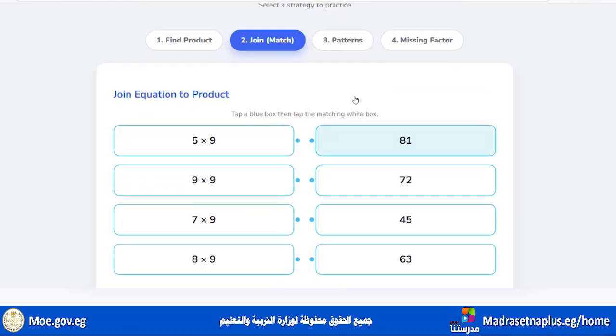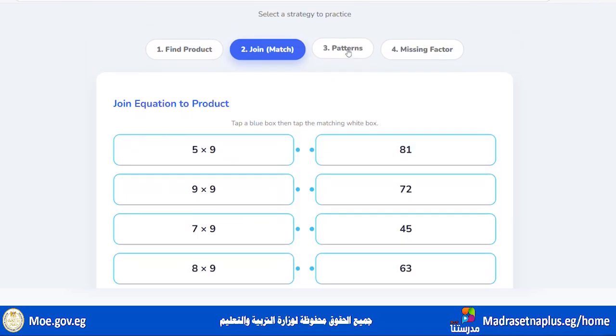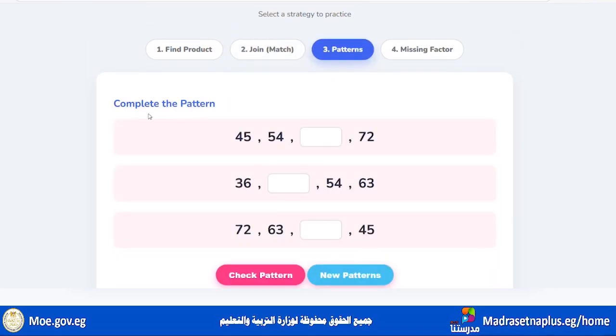Yes. What about the third activity of our quiz? Pattern. Let's complete the pattern. 45, 54. What is this? They are multiples of 9. Multiples of 9. 45, 54. Next, 63. 27, okay. 36, 54, 63. Yes, it will be 45. Multiples of 9. Here 72, 63, 54. Let's check. Yes, we got all.